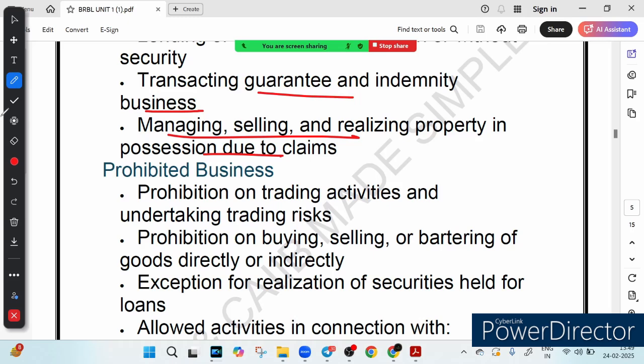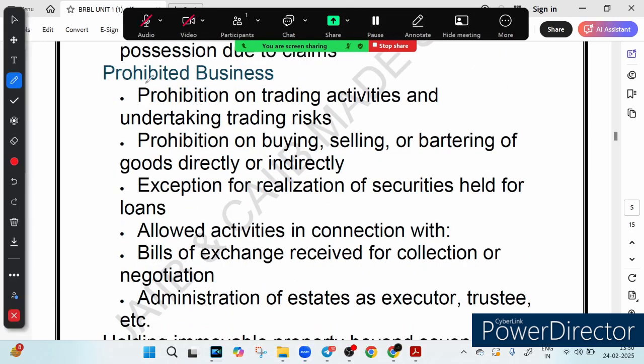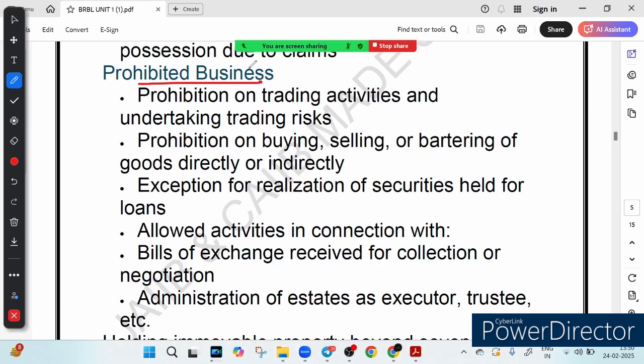Now let's look at the prohibited business. So key business, permissible business we have looked at. Let's look at the prohibited business. What are the prohibited businesses? So things banks cannot do.